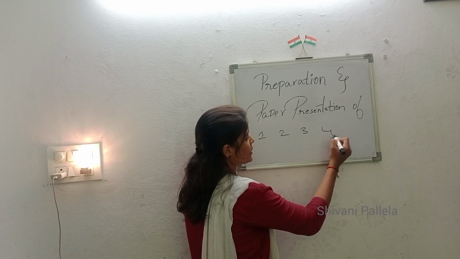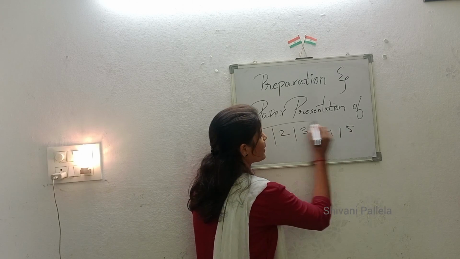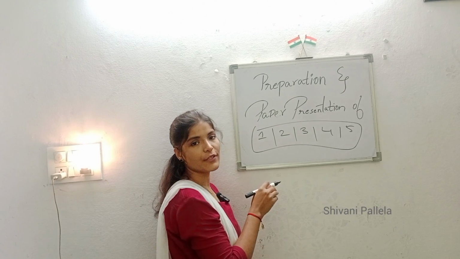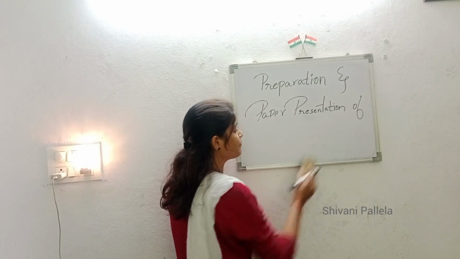Unit number 1, 2, 3, 4, 5. A total of 5 units will be there. In these 5 units only, you will get your question paper. How will your question paper pattern be?